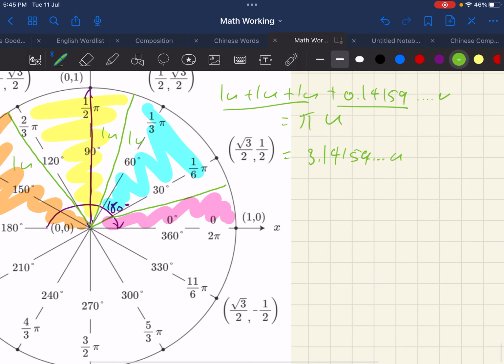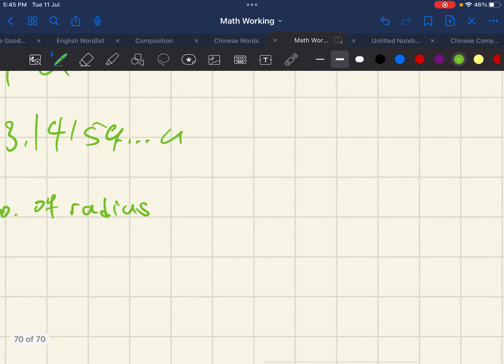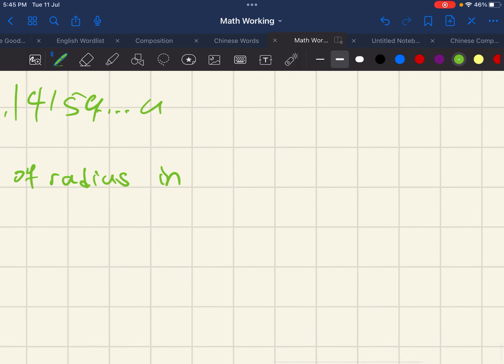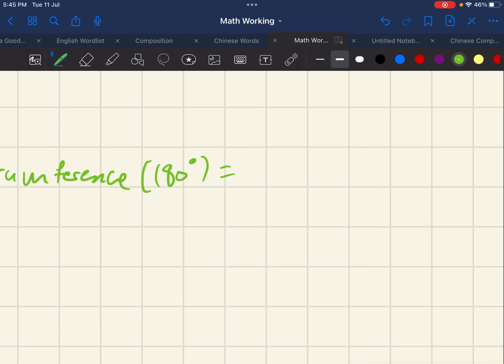Okay, I'm going to write it down. The number of radius in half circumference. Okay, I'll write 180 degrees. So it's easier. 180 degrees is equal to 3.14159 number of radius.